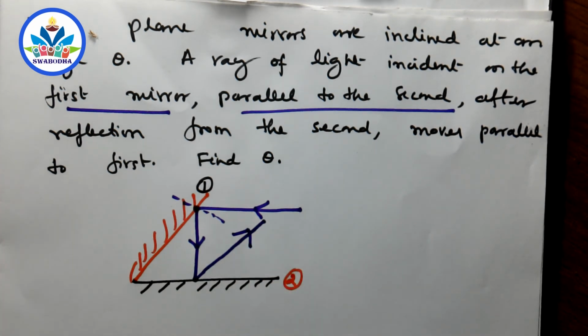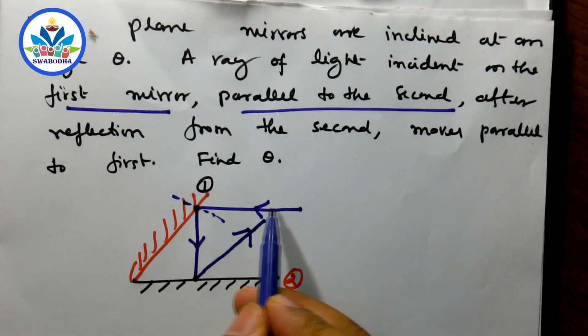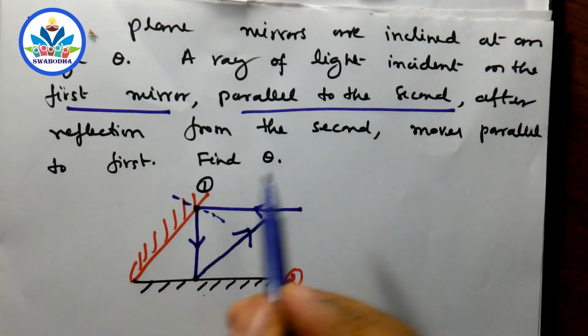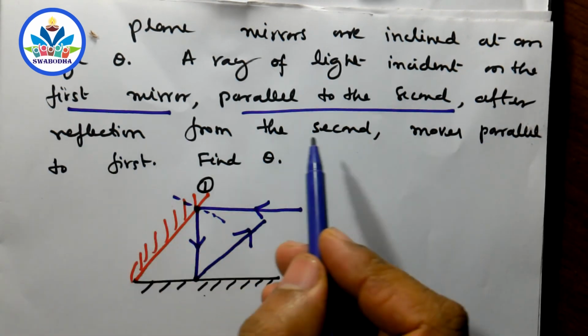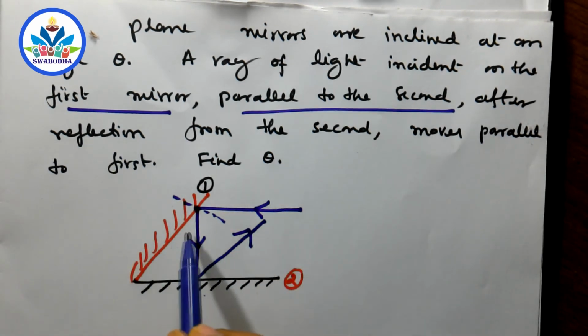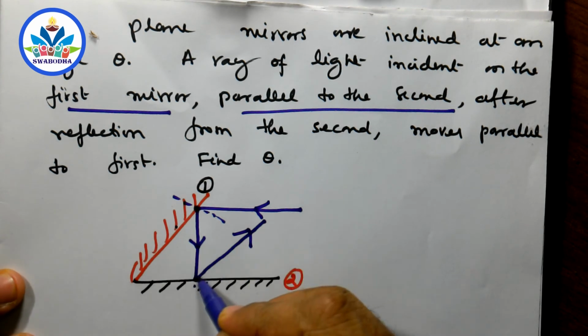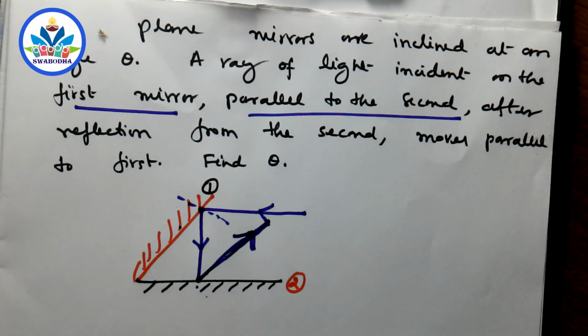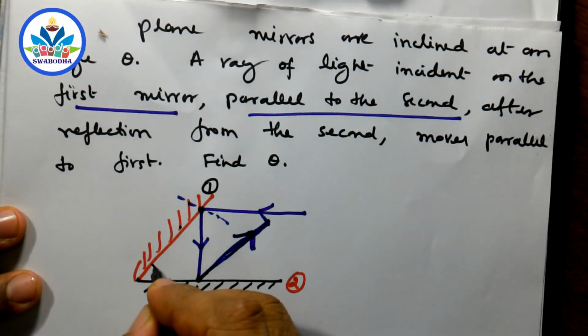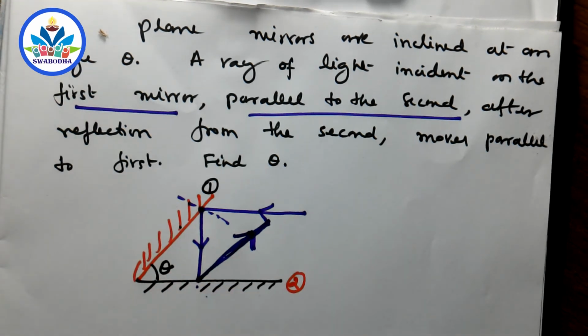This is correct. A ray of light incident on the first mirror parallel to the second, after reflection from the second moves parallel to the first. So these two should be parallel. Now this angle is given as theta. What is theta?